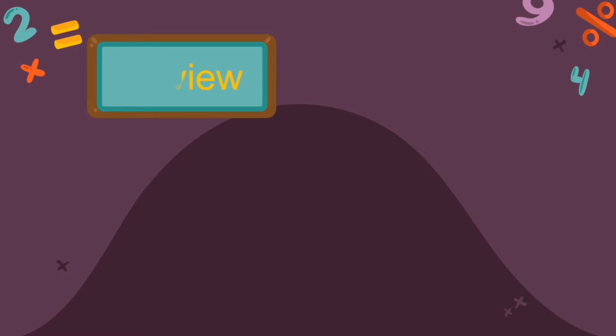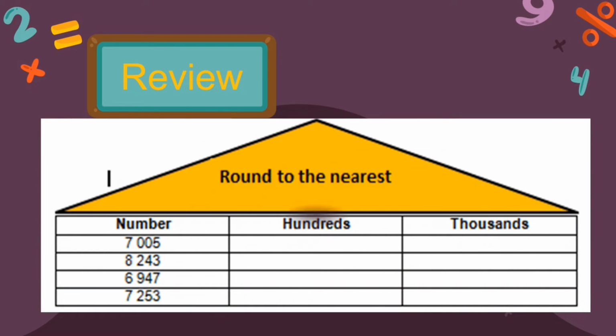Let's have a review with our past lesson: rounding off to the nearest hundreds and thousands. We have here the given numbers 7,005, 8,243, 6,947, and 7,253. For number 1, round to the nearest hundreds. The answer is 7,000. Correct. Round to the nearest thousands. The answer is 7,000. Very good.